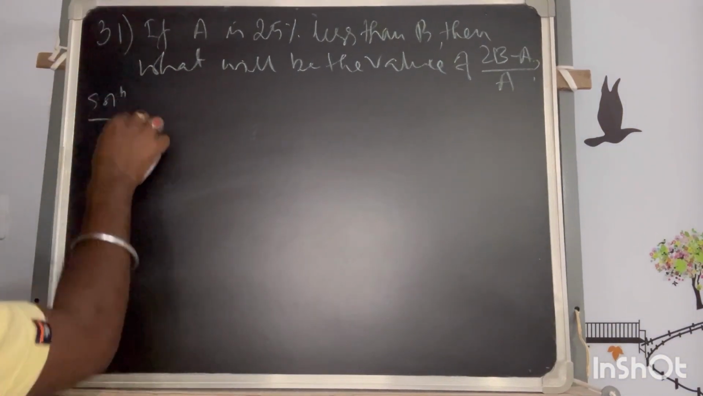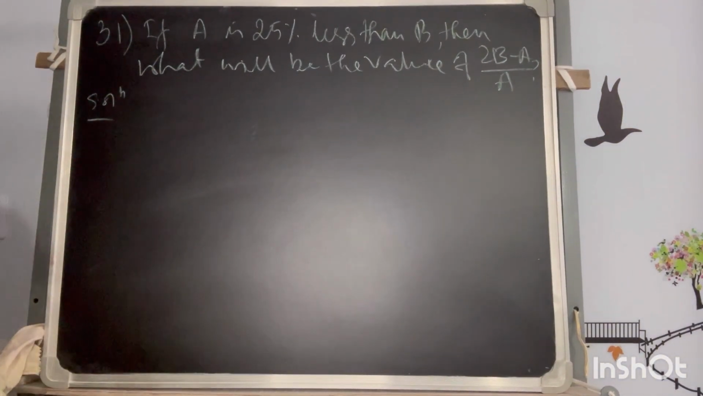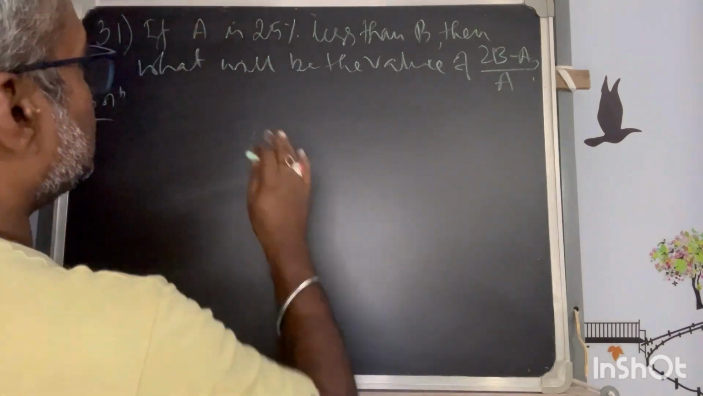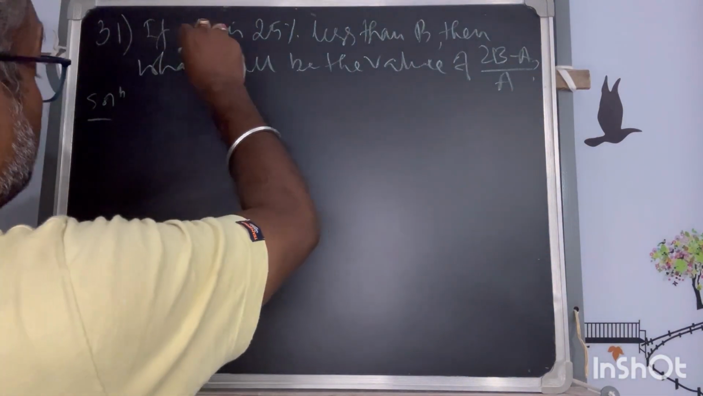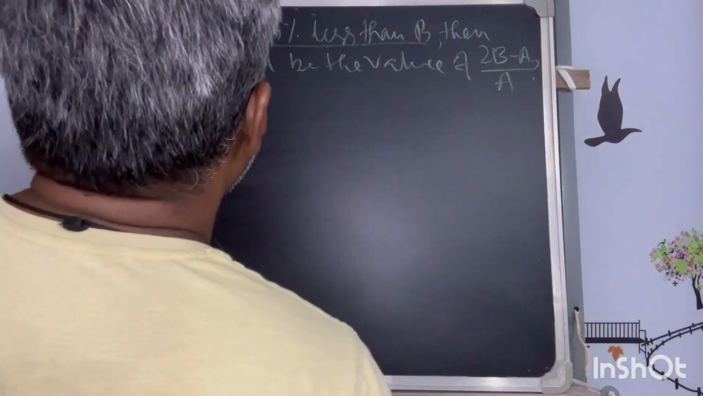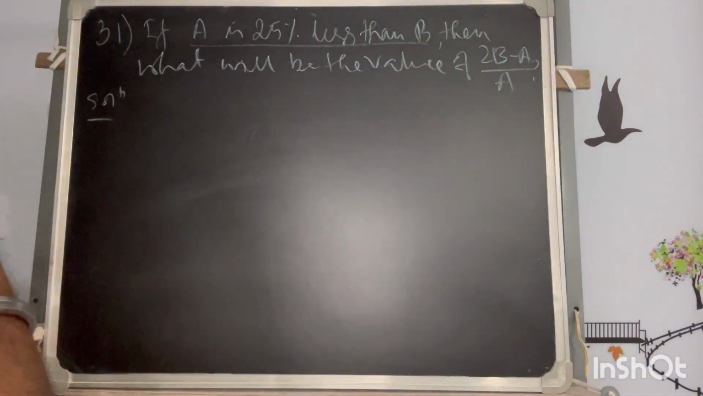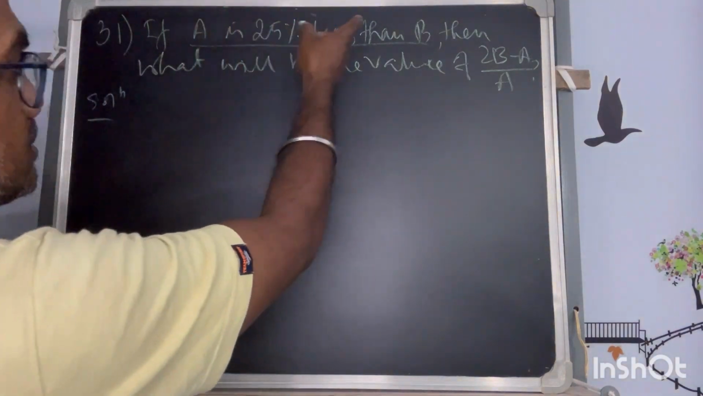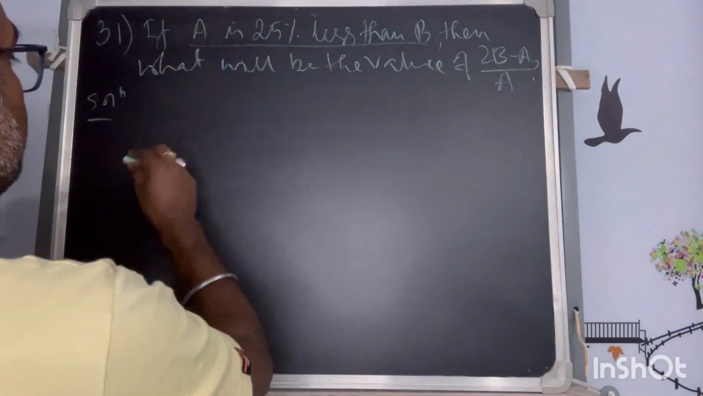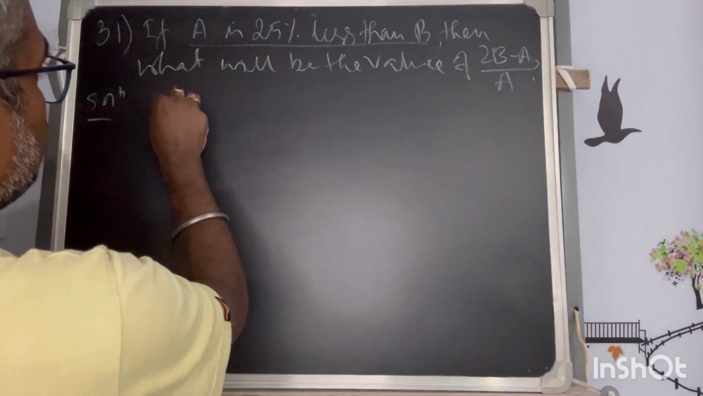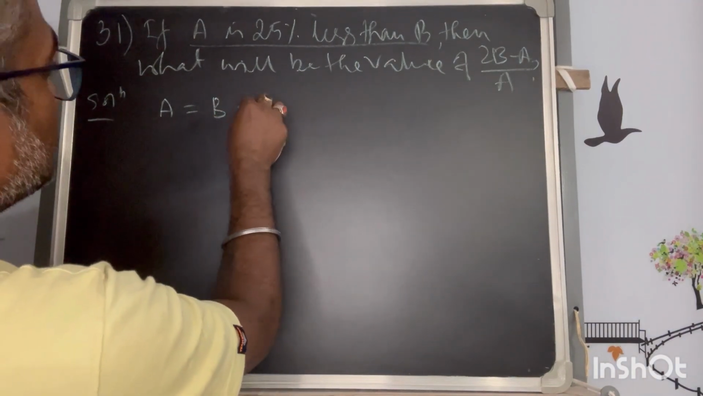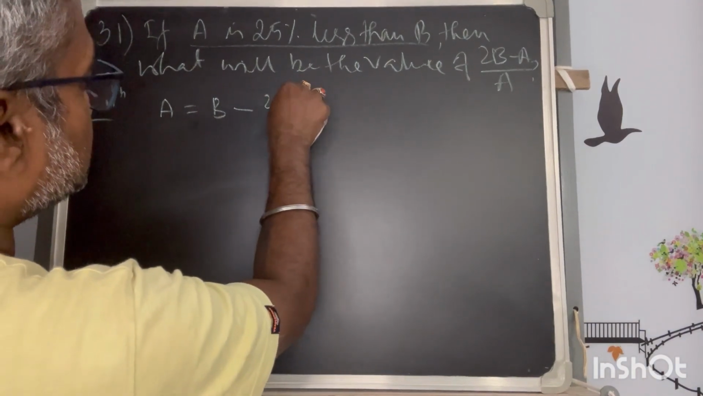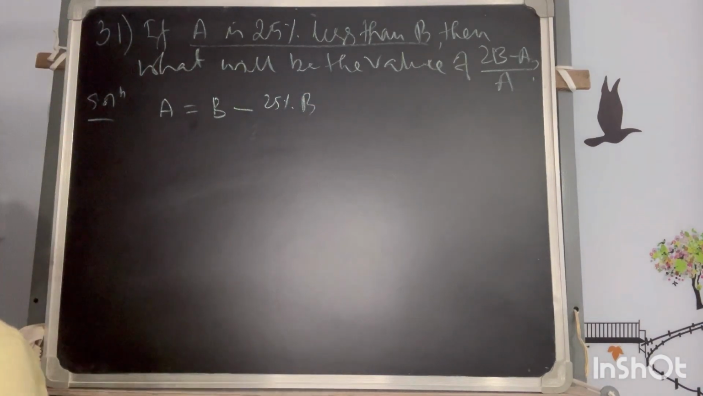Now you only have to bring one relation between A and B, so that you can put it here from the first statement. The first statement says A is 25% less than B. That means A is always less than B. So how much is it, 25%? Now A is 25% less than B can be written as B less 25% of B. So this is the statement.